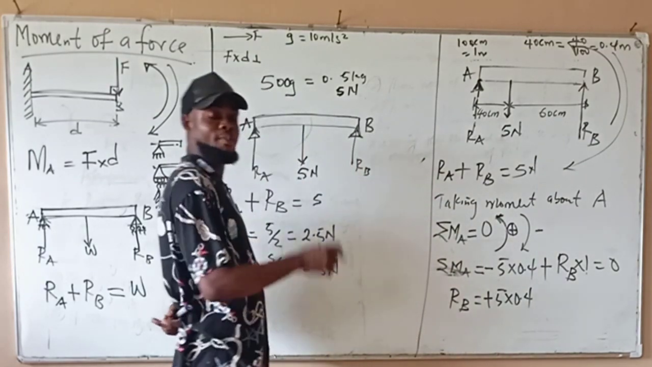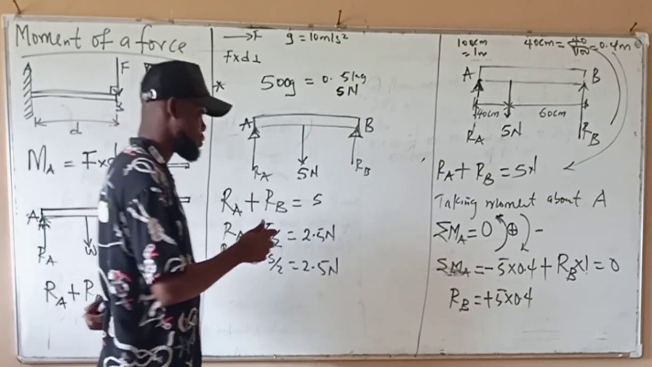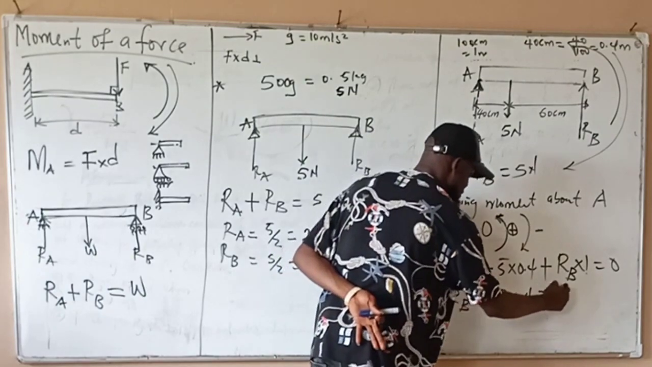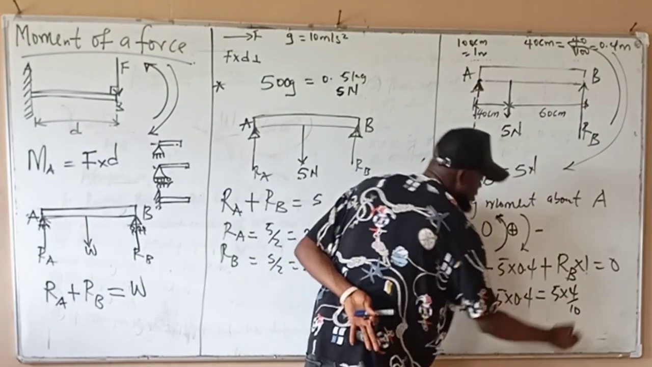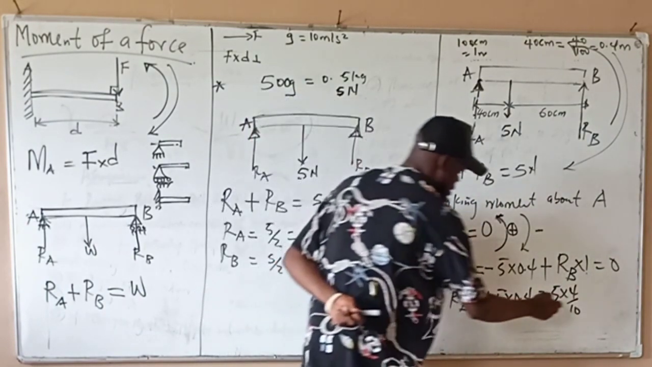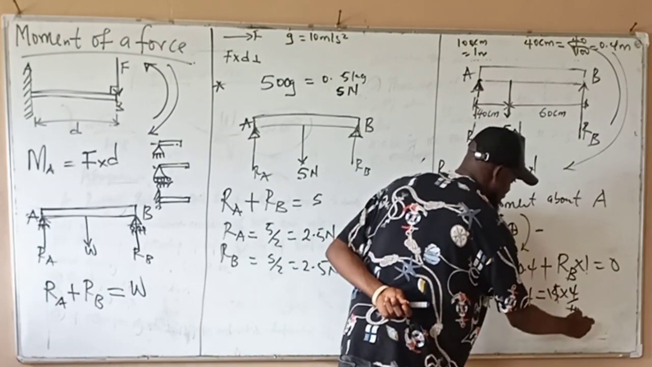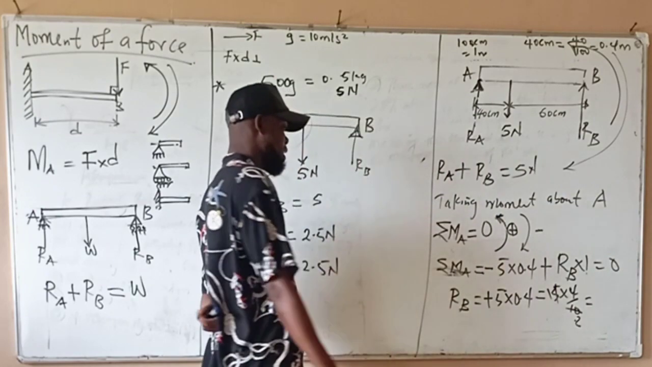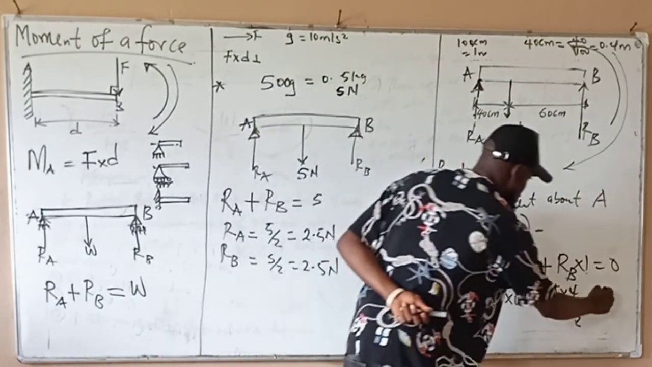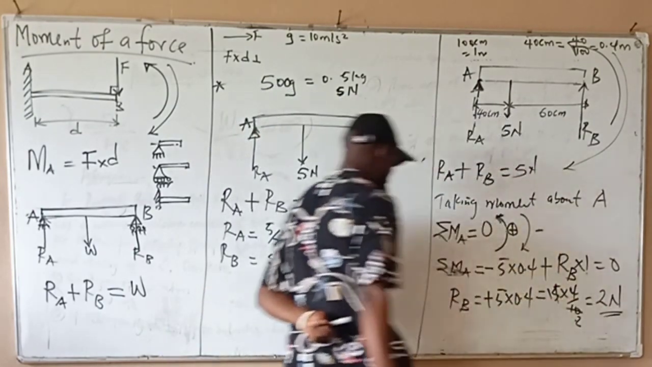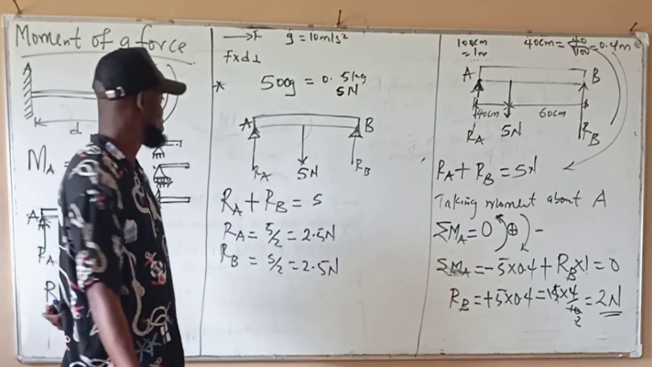So arrow B will now be equal to 5 times 4 over 10. 5 times 4 over 10. 5 here, 5 here 1, 5 here 2. This divided by this, 4 divided by 2, that is 2 newtons. Arrow B is equal to 2 newtons.